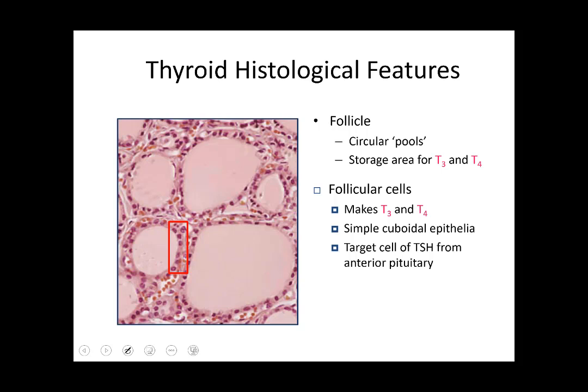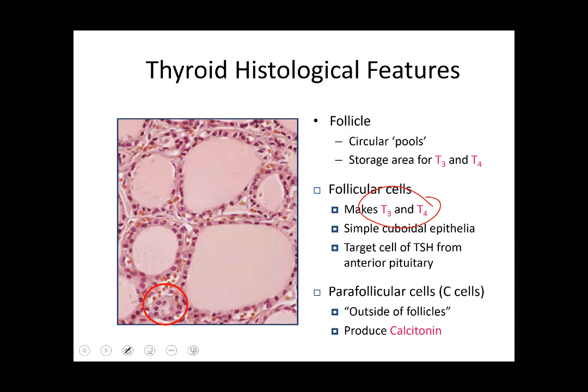A funny little way to remember it, if you're viewing this like a map, is to think of the follicular cells as lakefront property. If a cell has a surface that's actually touching this open lake, if you will, then it's a follicular cell. They are the ones that make our T3 and our T4. Then we have parafollicular cells. They're the not-lakefront property. They're out here in between the follicles.